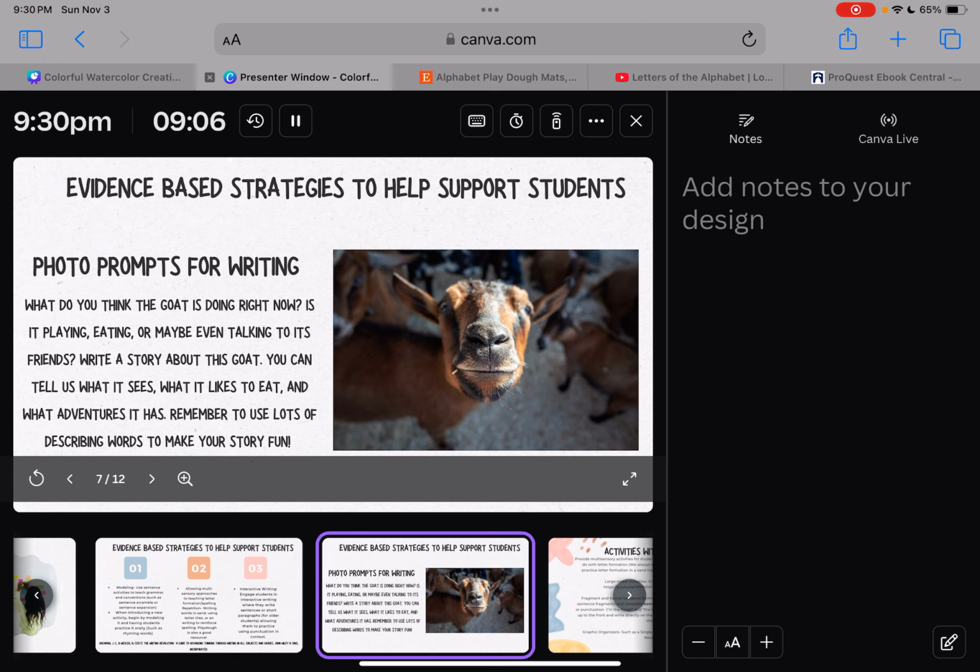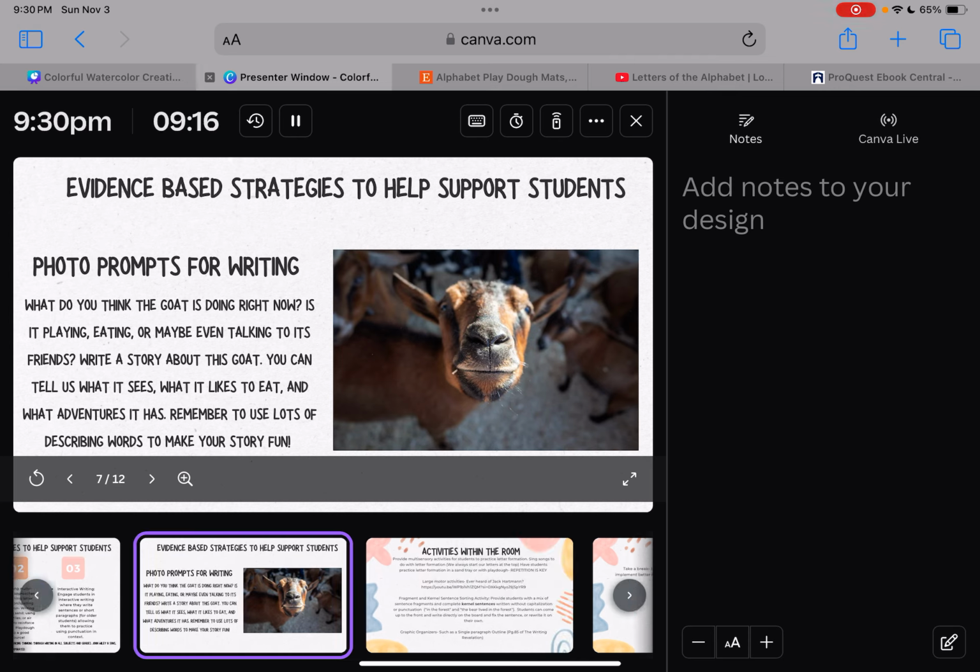Again, this is going to be geared more toward your second grade students. You could probably use this for your first grade students as well, but you're going to have to give them a lot of support within this writing.